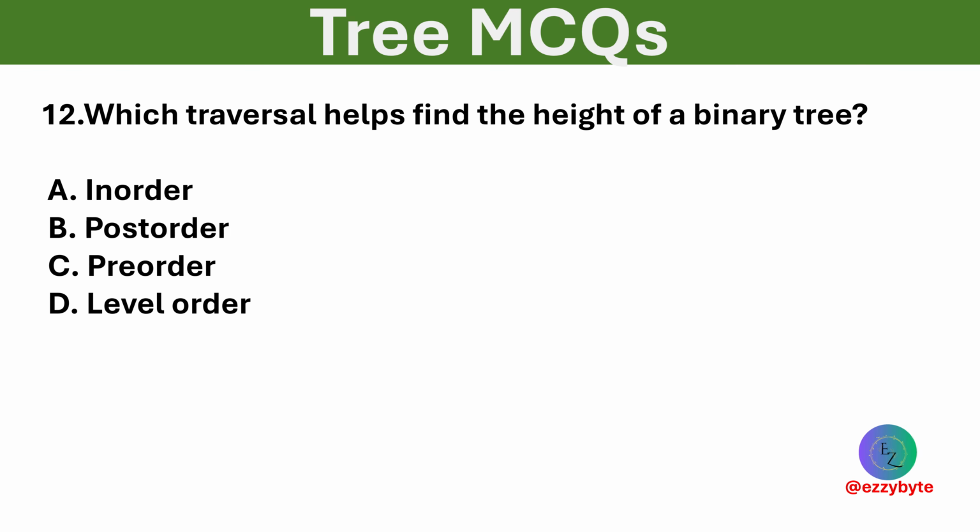Which traversal helps find the height of a binary tree? Options are in order, post order, pre-order, and level order. Option B is correct. Post order helps compute bottom-up values like height.